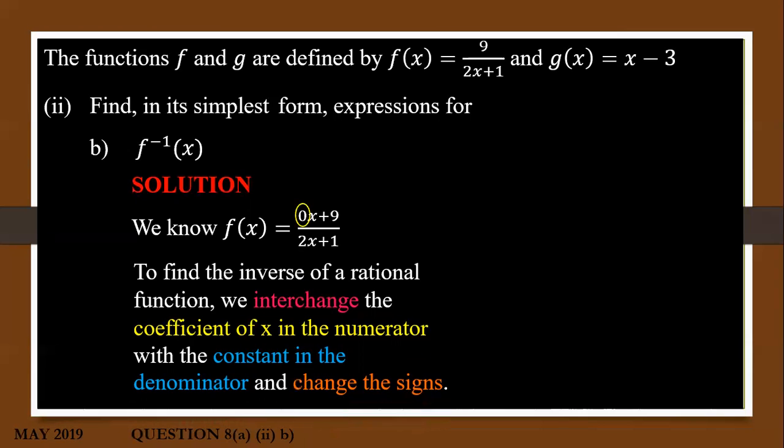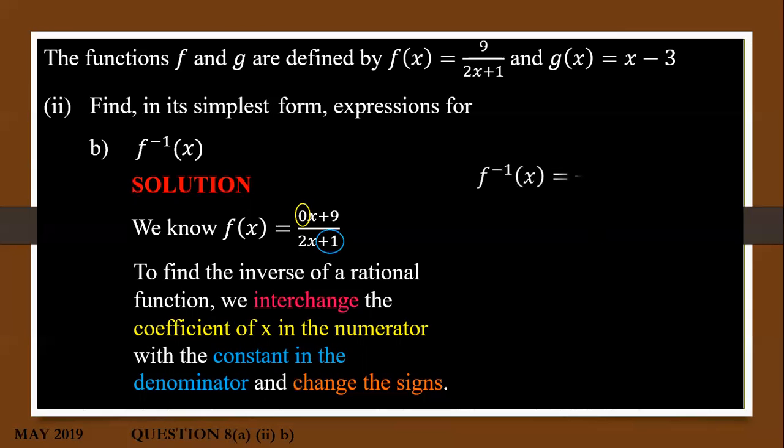So the coefficient of x in the numerator is 0. Recall, 0x + 9 is still 9, so the value in the numerator does not change. And the constant in the denominator is 1. Now that we have identified the coefficient of x in the numerator and the constant in the denominator, we are going to interchange and change their signs.